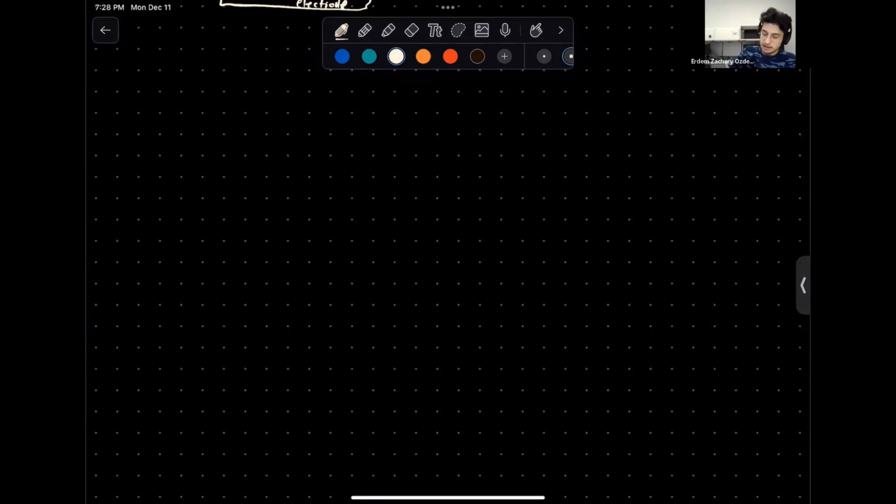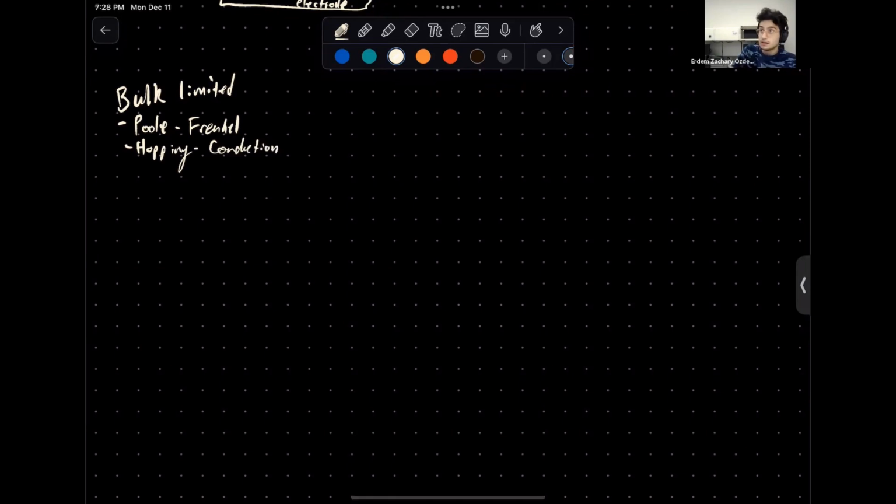So some of the bulk limited conduction mechanisms include Poole-Frenkel, hopping conduction, ohmic conduction, space charge limited, ionic conduction, and grain boundary limited conduction.